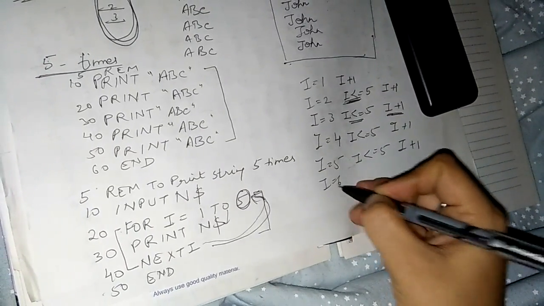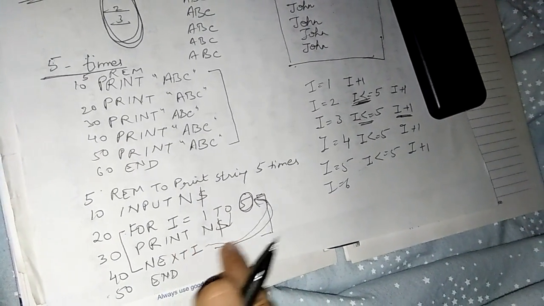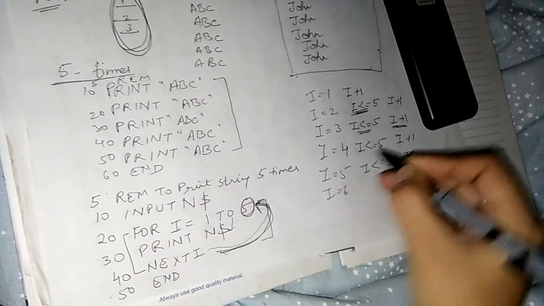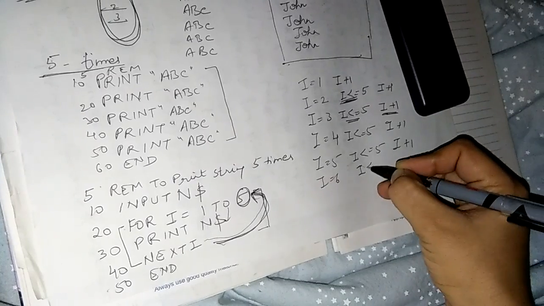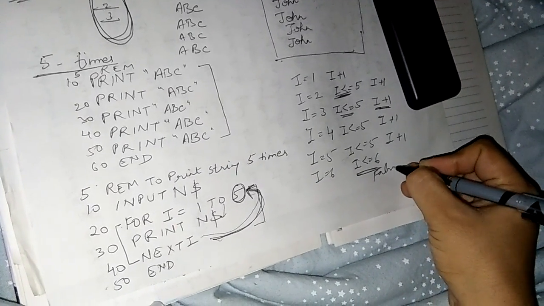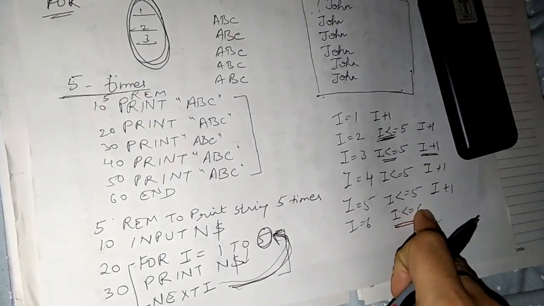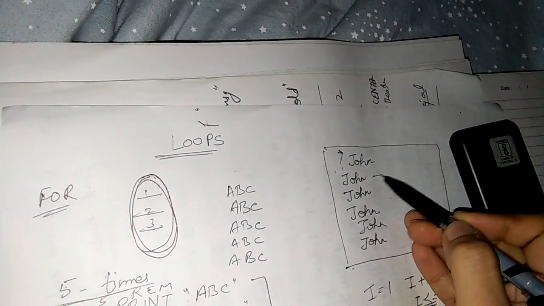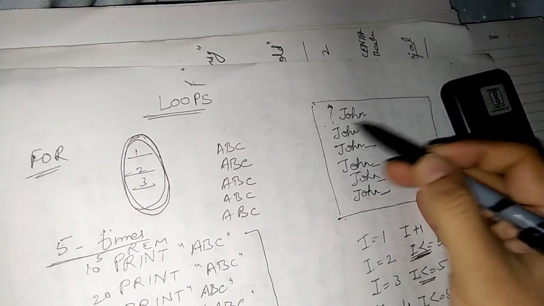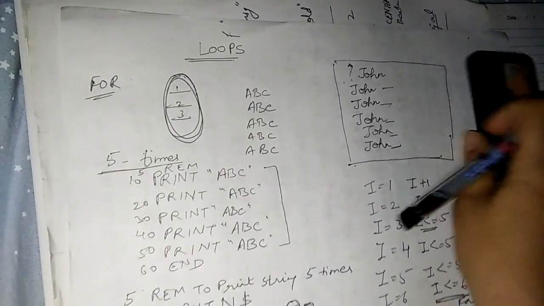Now I becomes 6. Now the loop will again go back to this condition and check whether I is less than or equal to 5. This condition becomes false because 6 can never be less than or equal to 5. Then this loop will terminate and the program will end. So how many times is John printed? Okay, in this way the loop works.